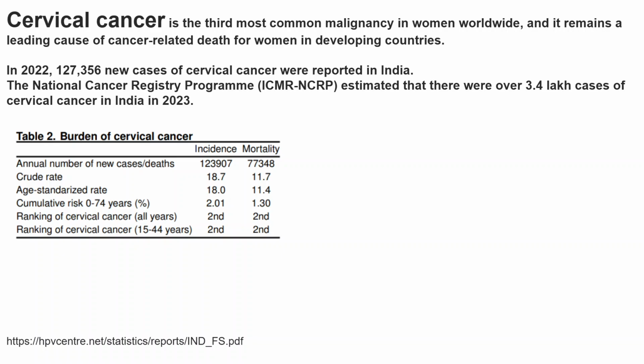And as per the burden of cervical cancer in India, again this data is mainly from India, the annual number of new cases is quite high and mortality also is quite high. Out of 1,23,000, 77,000 are considered to be fatal cases. That's because of the delay in the diagnosis and relatively less involvement of treatment. The crude rate, that's the average rate, is 18.7 and the age standardized rate is 18. The cumulative risk of malignancy in the overall population is 2.01. So in the age group 0 to 75 years, 2.01 percent of the female population have a high risk of cervical cancer, and the mortality could be around 1.3.